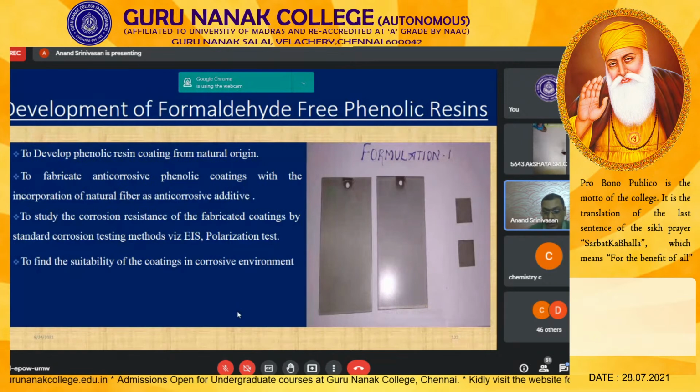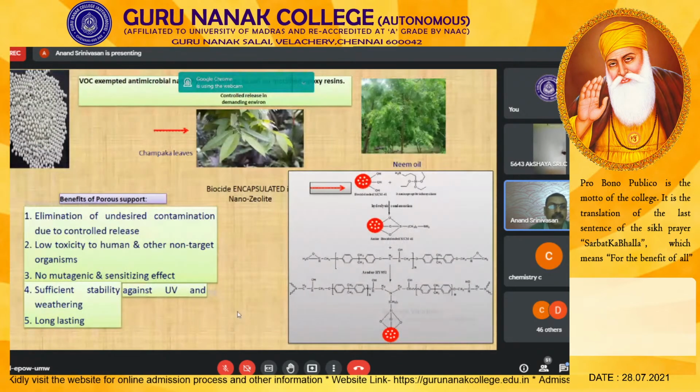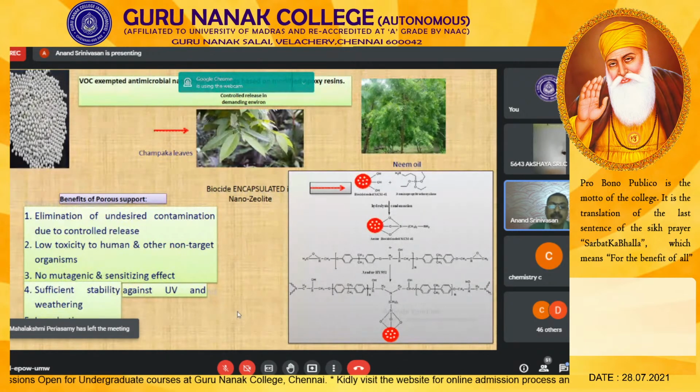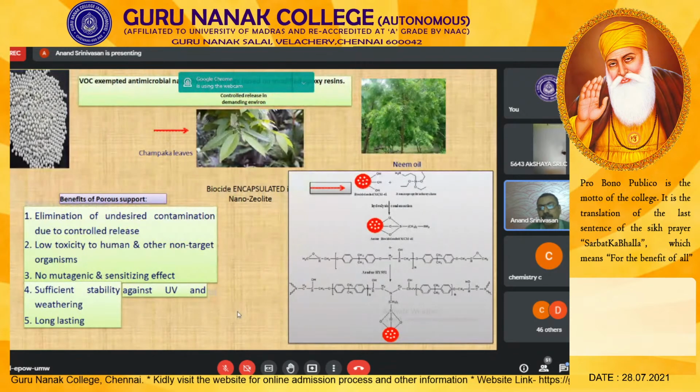Since phenolic resin has a lot of aromatic rings and chemical resistance, we thought it can be used as a protective coating. So here in this case, it is not synthetic phenol formaldehyde coating. It is a natural phenol formaldehyde coating. Similarly, we have also used zeolites, natural materials, as an encapsulant for retaining biocides. Biocides, we again used natural biocide like champaka leaves, which is predominantly available in Coimbatore, which has got a unique antifungal and anti-corrosive property. And neem has been used in India for more than 5,000 years, and it has got very good antibacterial and antifungal property.